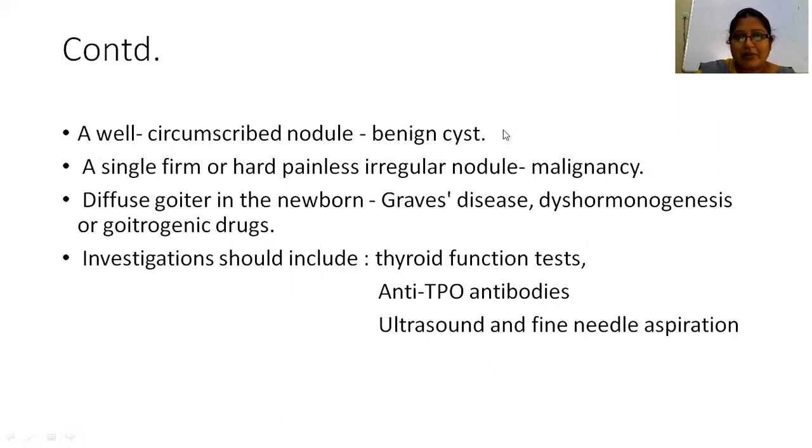Then in case of benign cyst, there is a well circumscribed nodule. And in case of malignancy, there is a single firm or hard, painless irregular nodule. Then there is diffuse goiter in the newborn. It can be due to Graves' disease, dyshormonogenesis, or goitrogenic drugs. Investigation should include thyroid function test, anti-TPO antibodies, ultrasound, and FNAC.